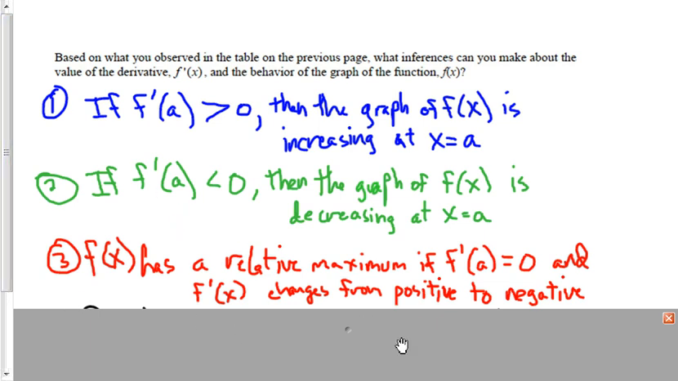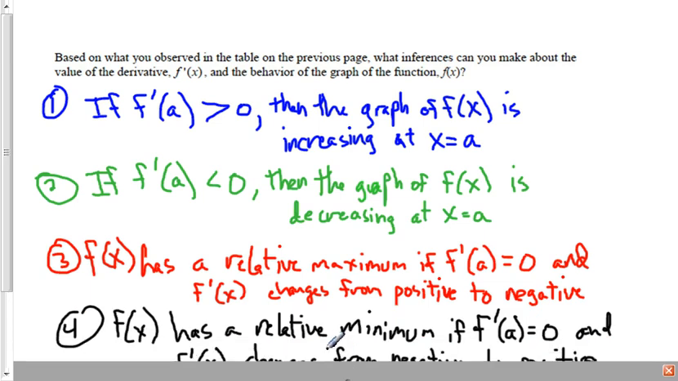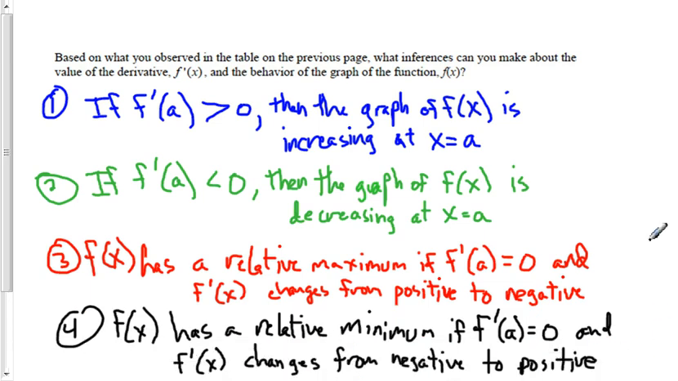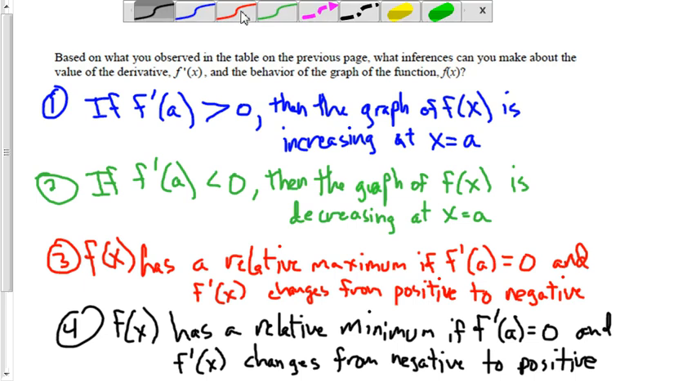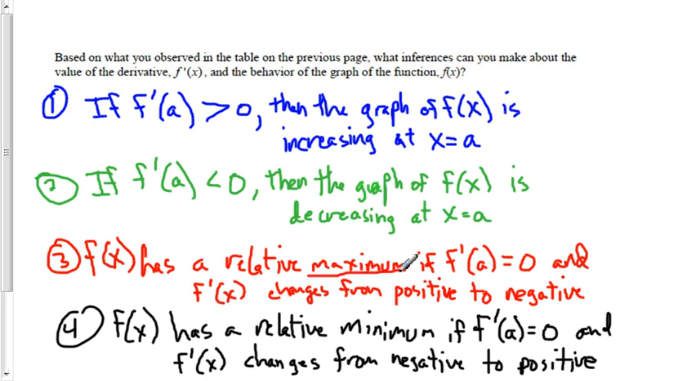And the last one is the original function has a relative minimum if the derivative equals 0 at a and the derivative changes from negative to positive. So let's look at those last two. Here it has a relative maximum if, and again, if this is my original function, all the tangent lines there are going to be positive. It's going to reach this maximum value. So those are all positive. Then it's going to go to 0, and then it's going to go back down. All the tangents here are going to be negative. It'll be increasing, then the slope is 0, and then the tangent lines are all decreasing. That's a maximum.